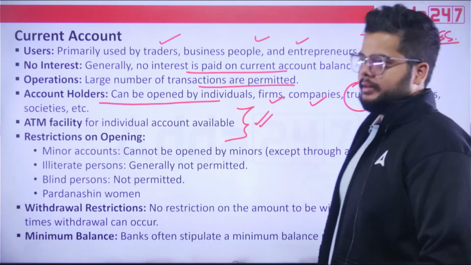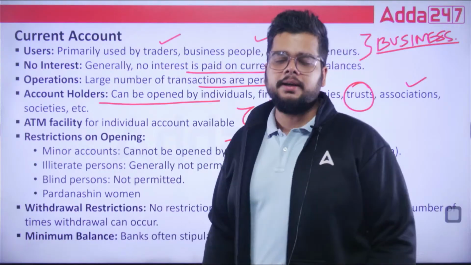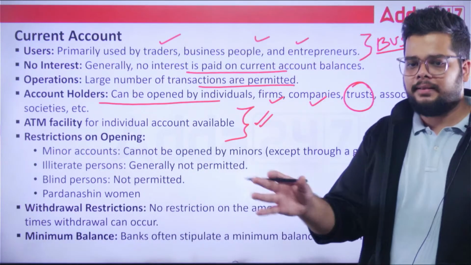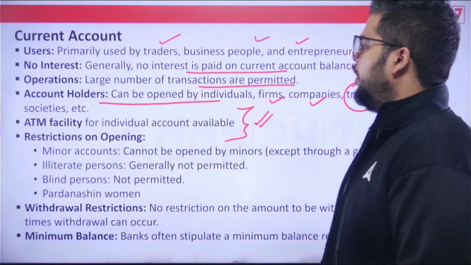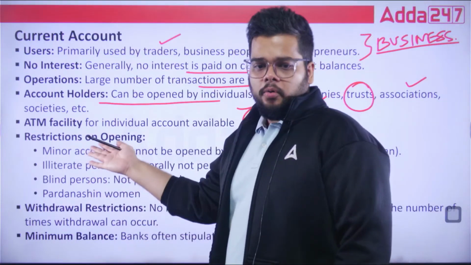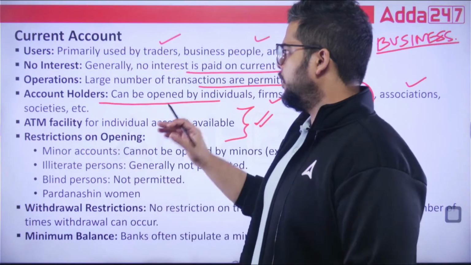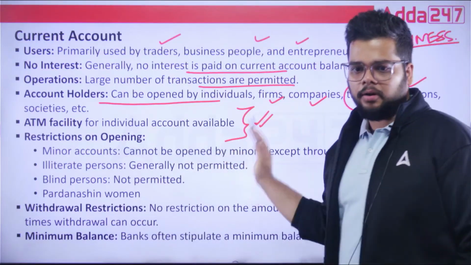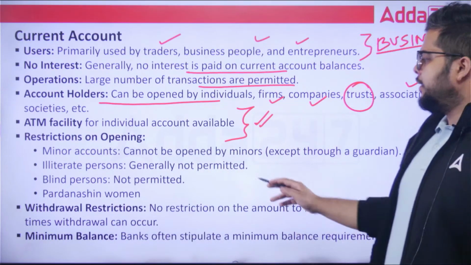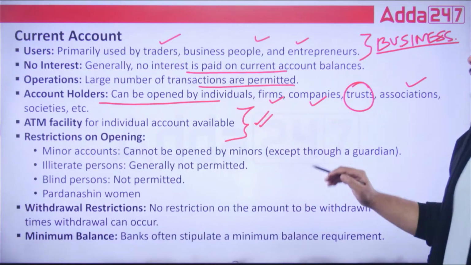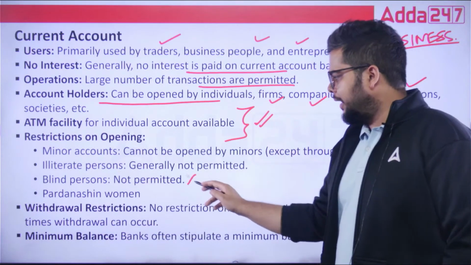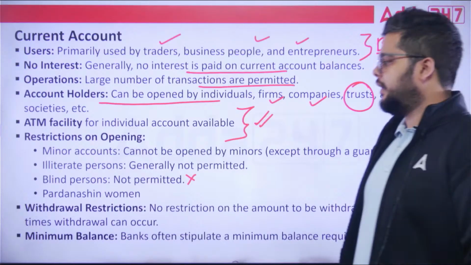Now there are certain restrictions also. Not all the individuals or not all the parties can open current accounts. Which are those parties who are restricted for opening the current account? Minors, they cannot open. Illiterate persons, generally not permitted. Then blind persons, directly not permitted, and Pardanashin women.